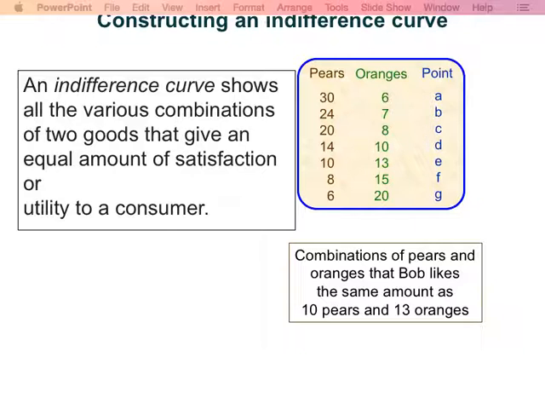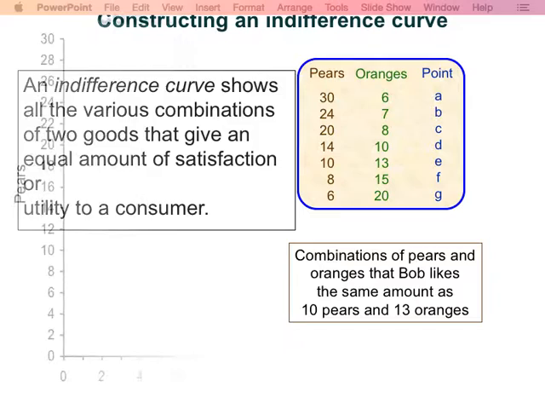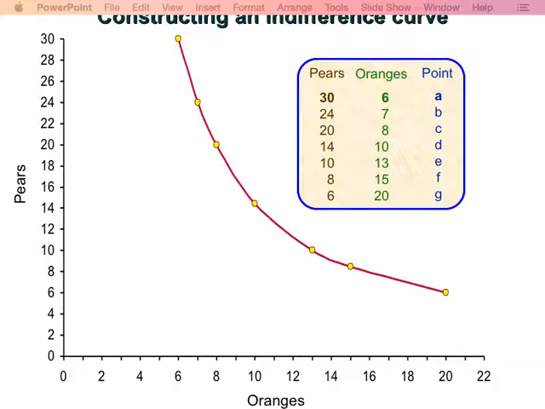Right, so what does it look like if I plot these points on a graph where my vertical axis is the units of pears that I consume, and the horizontal axis is oranges?